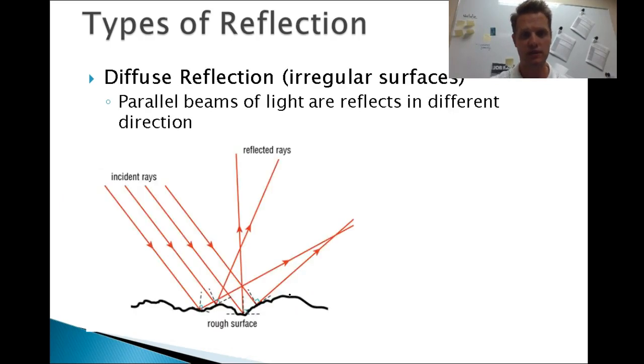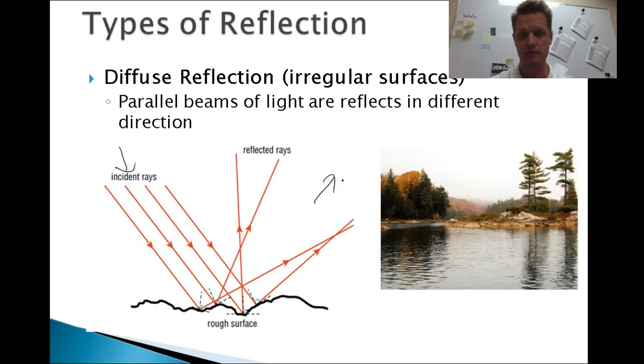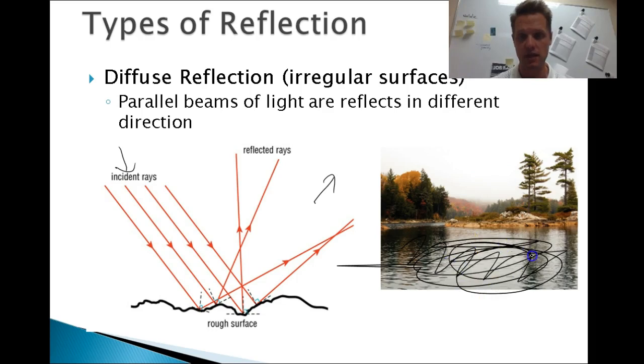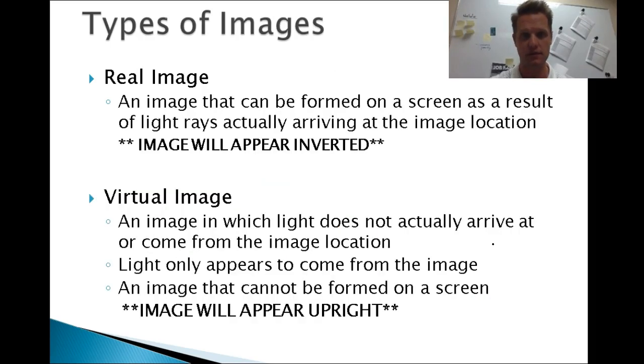Now diffuse reflection is less perfect reflection, and that's because the light rays are all coming in parallel to each other here, but when they leave they bounce off in crazy different directions, and that kind of obscures the image. So on a rough, wavy day, you can't really see the image that's reflected off the surface.